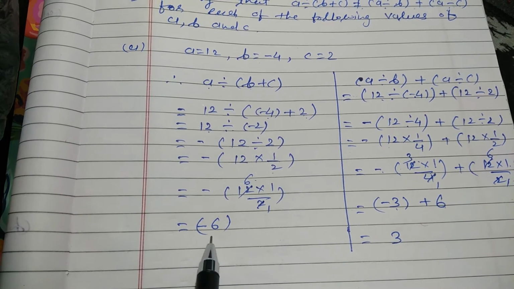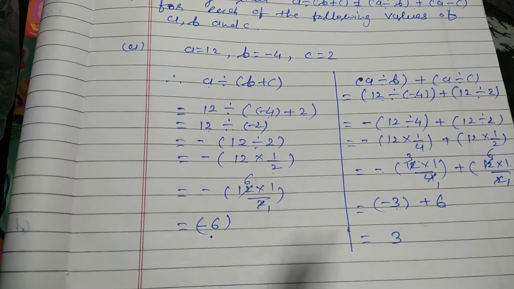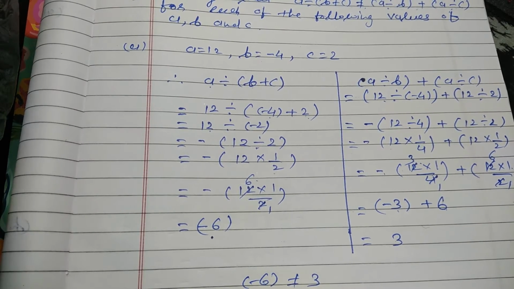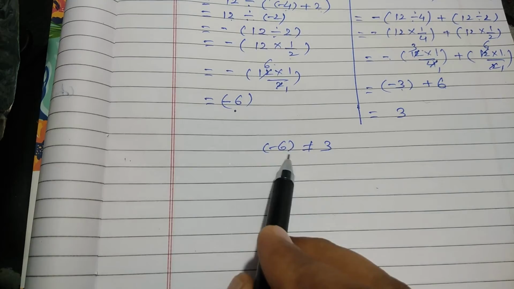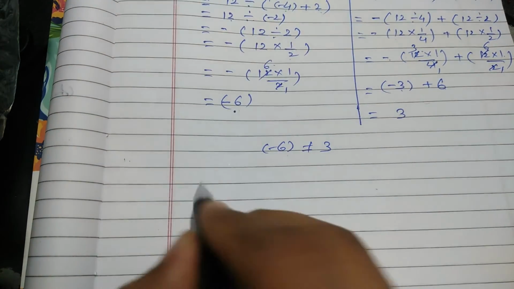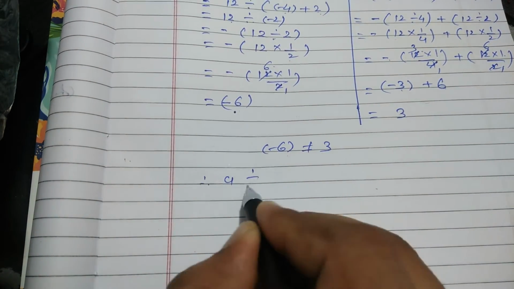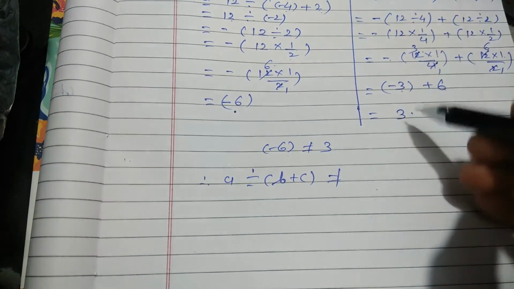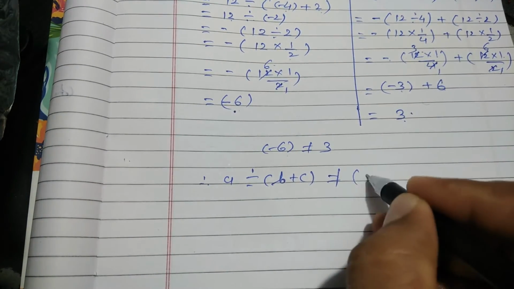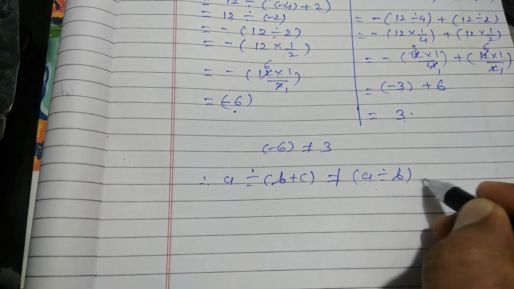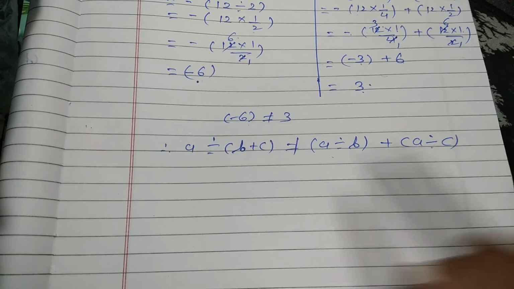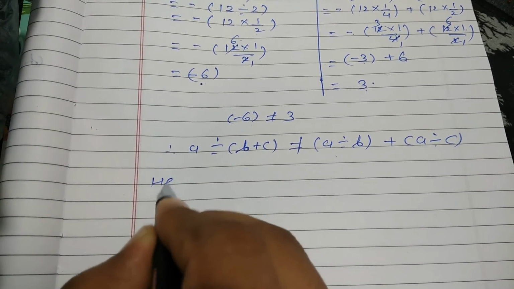So here we are getting minus 6 and here 3. Therefore minus 6 does not equal 3. And minus 6 stands for what? That we will write that a divided by, in the bracket b plus c, does not equal, and 3 stands for this one, a divided by b plus a divided by c. So hence it is verified.